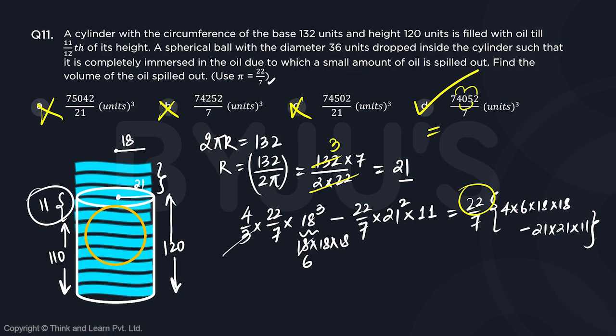One more thing to observe is this number is in the table of 9. This number is also in the table of 9. So their difference will also be in the table of 9. So between options B and D, only D is also in the table of 9. So this is in the table of 11 as well as in the table of 9. So D is the answer.